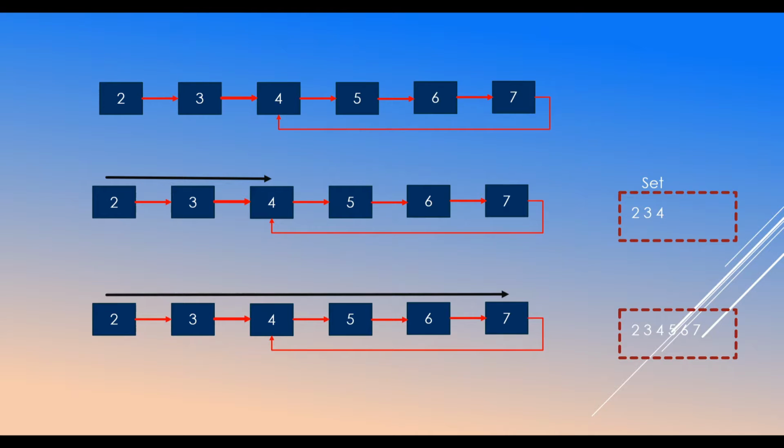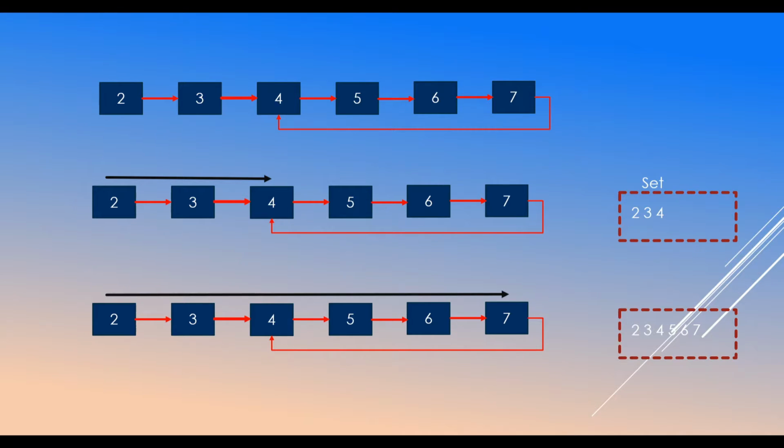To find that out, we have to traverse the entire list up to 2, 3, 4, 5, 6, 7 and again up to the 4. So we can say the time complexity of detecting the cycle is order n. But we also have order n space complexity, because we need to keep a set for all the nodes we have traversed so far. So we are traversing as well as keeping the information.